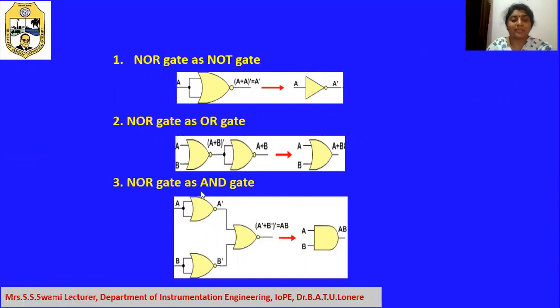NOR gate as AND gate. When A is given to first NOR gate, B is given to second NOR gate. When these two are given as an input to third NOR gate, then we will get AB. And when this is our normal AND gate, A and B are as input, we will get the output as AB. This AB and this AB are same. In this way, this NOR gate works as AND gate.